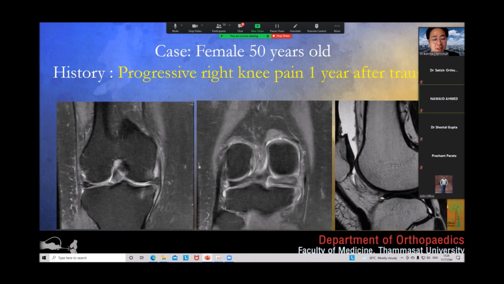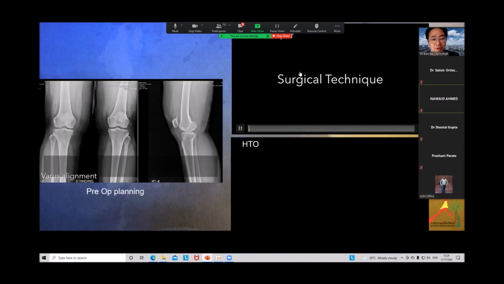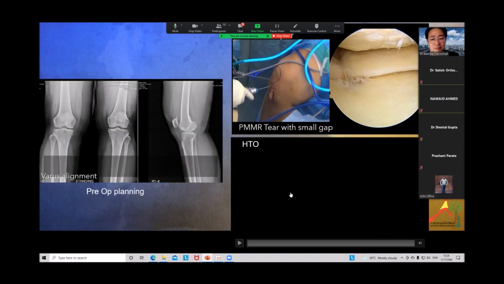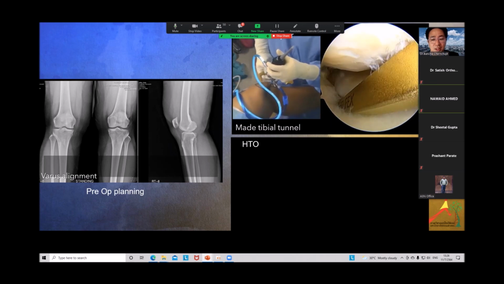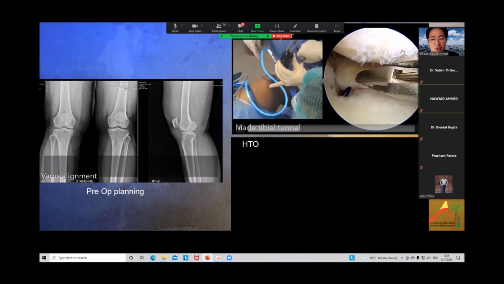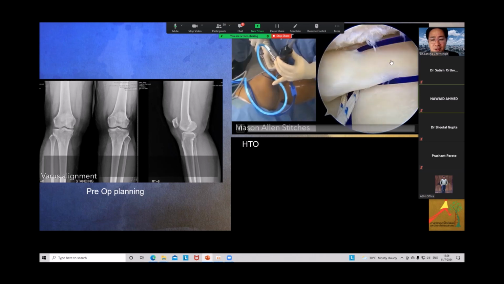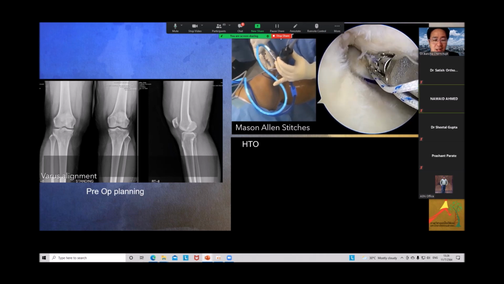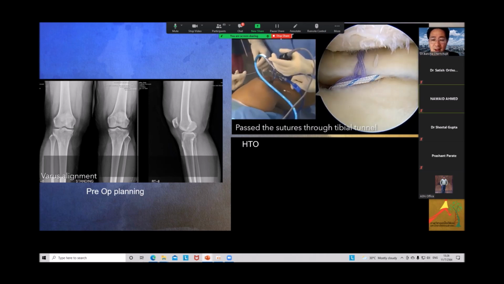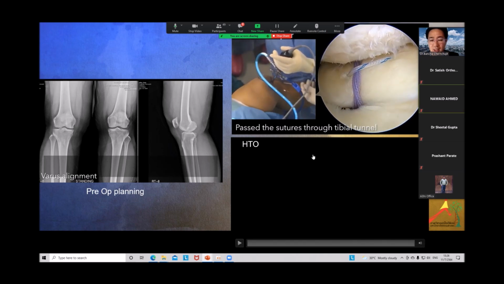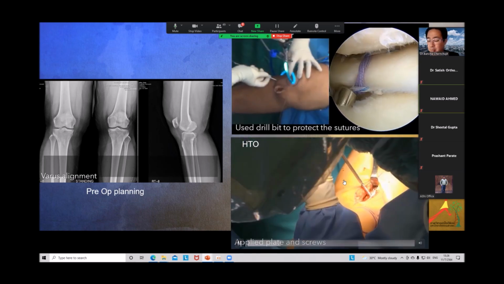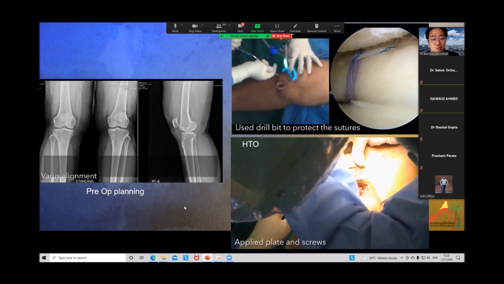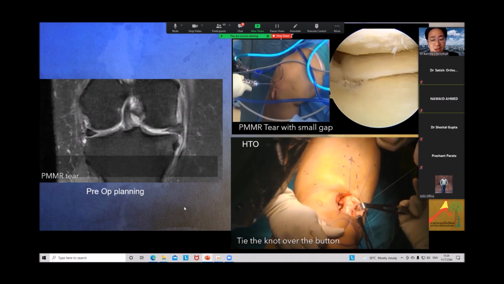This is another patient. She also has a meniscus tear, but the X-ray looks normal. We do HTO for her, and we do root repair and HTO at the same time. This kind of patient always has cartilage damage on the medial side. Root repair alone is not enough when the patient starts to have joint space narrowing and comes to see you very late. We did the same way, protecting the suture with the metal rod and tying it to the post.